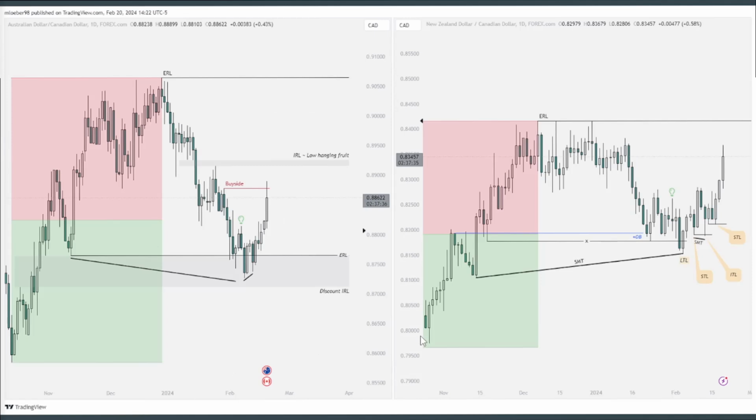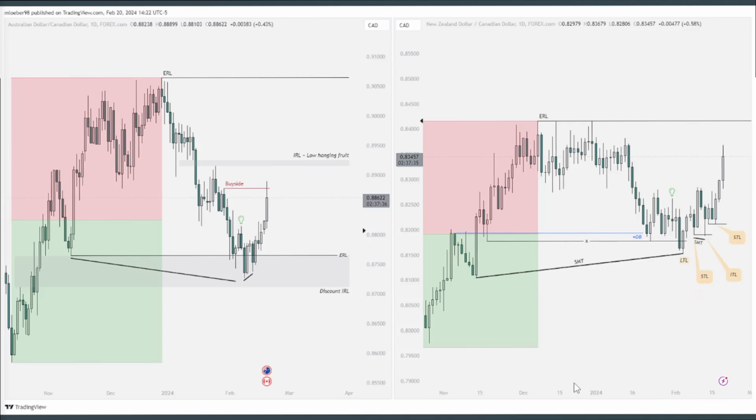So I marked off on our daily the market structure shift off of our higher time frame key level for both, which is the closure above this high here, and it's the closure above this high here. And I wanted to also mark off the SMT divergences that I noticed inside of our higher time frame key levels on our daily chart. We had price make a higher low here on AUD-CAD and price make a lower low here on NZD-CAD.